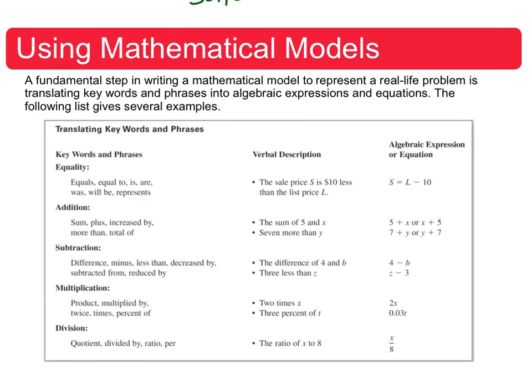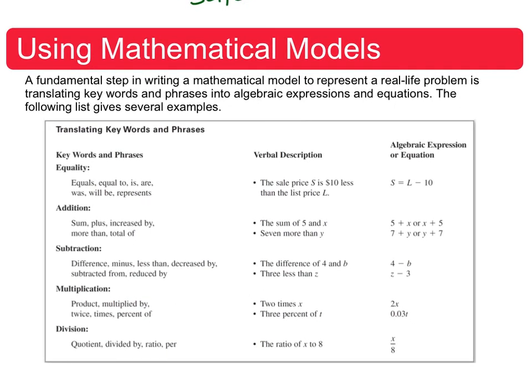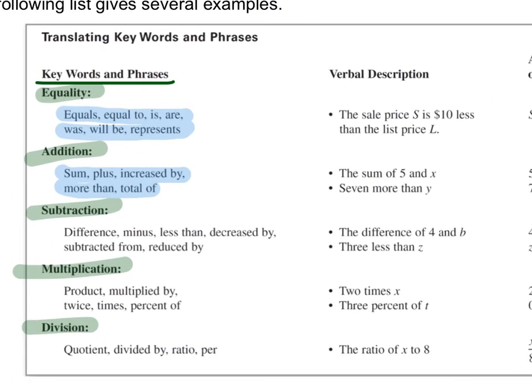And then the last piece of this video here gives some phrases and words to look for when you are interpreting your sentences into an equation. So keywords and phrases that mean equality, addition, subtraction, multiplication, and division. So for equality: equals, equal to, is, are, was, will be, represents. And for addition: sum, plus, increased by, more than, total. Total is a really common word for addition. You see that if you're working with anything money.